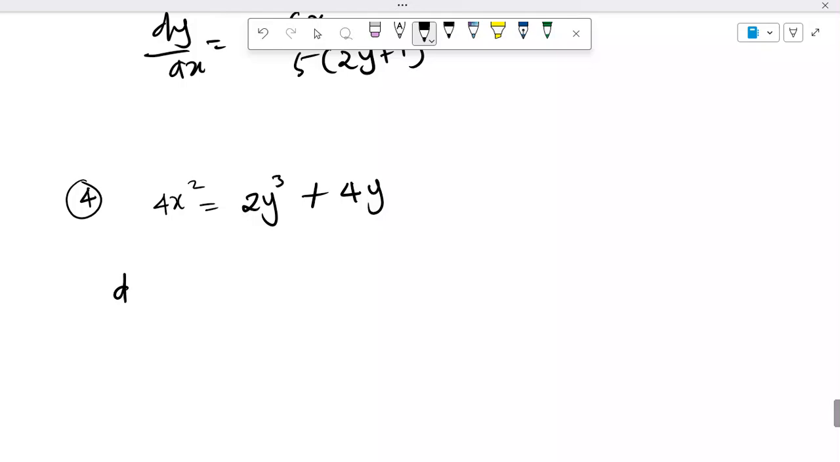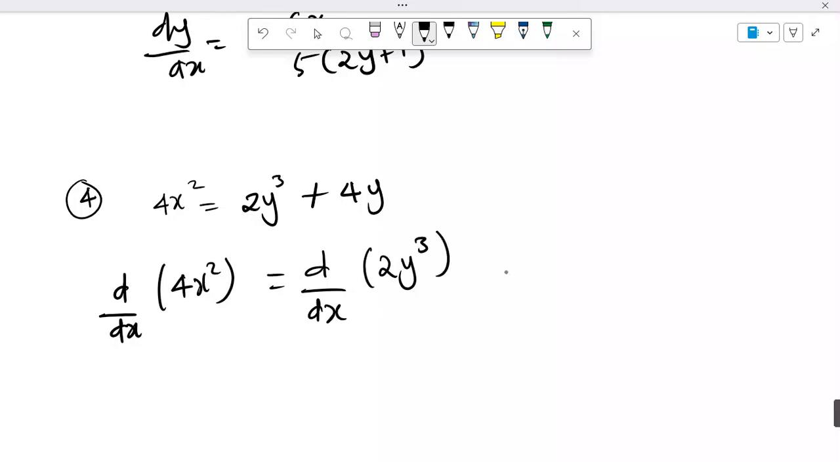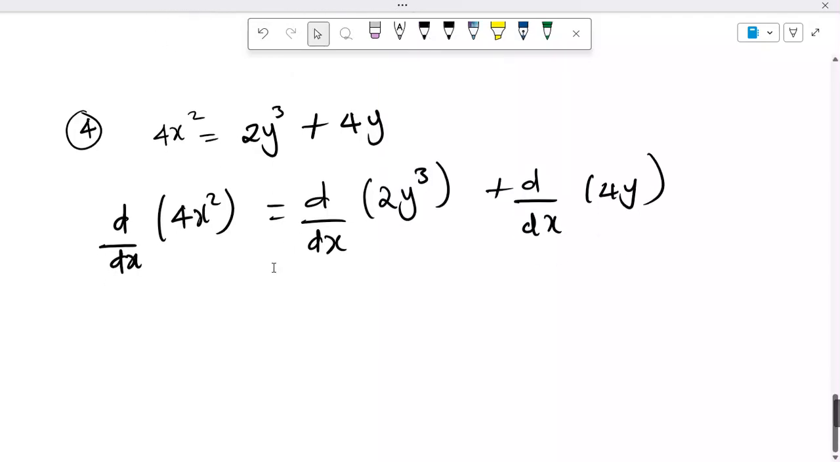So same thing: d/dx of 4x squared equals d/dx of 2y to the power 3 plus d/dx of 4y. So everywhere you see a y term, it will have dy/dx, because we're differentiating y with respect to x. In short, we are treating the variable y as x.